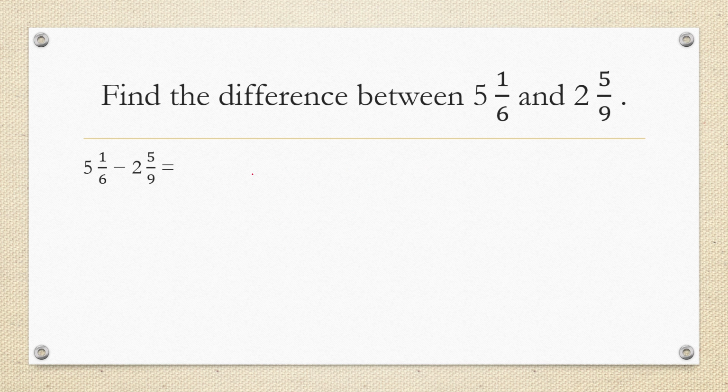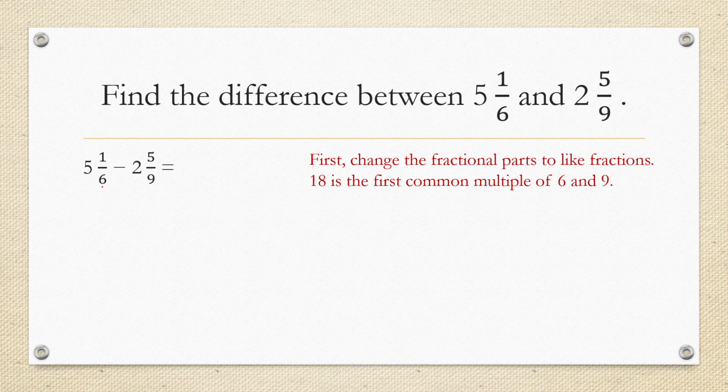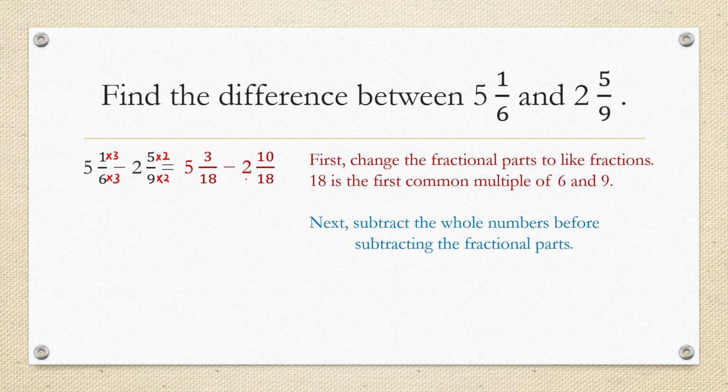Again, the first step is to change the fractional parts such that they have the same denominators. Okay, so 18 would be the first common multiple of 6 and 9. So you have to multiply the numerator and denominator by 3 for this side, and you multiply it by 2 for this side. So you will get 5 and 3/18 minus 2 and 10/18. So again, you subtract the whole numbers first. You should get 3 wholes. However, if you look at this part, you have 3/18 minus 10/18.